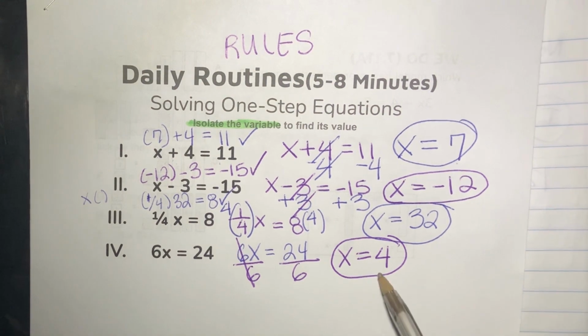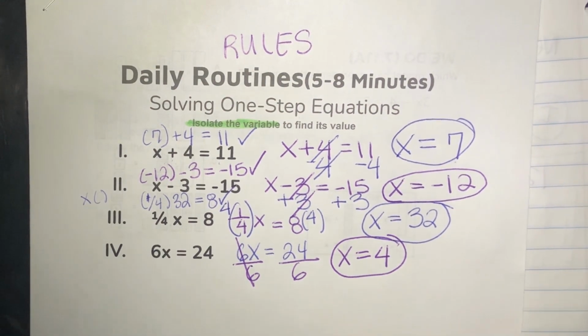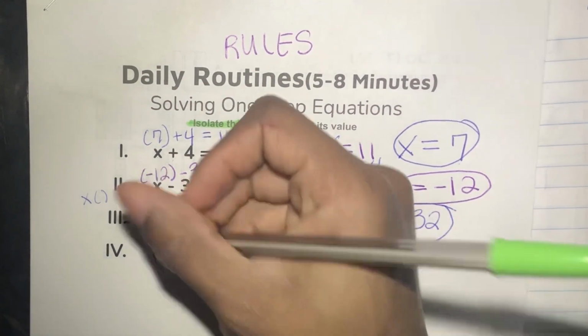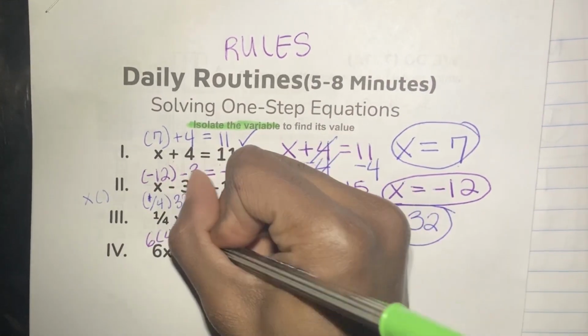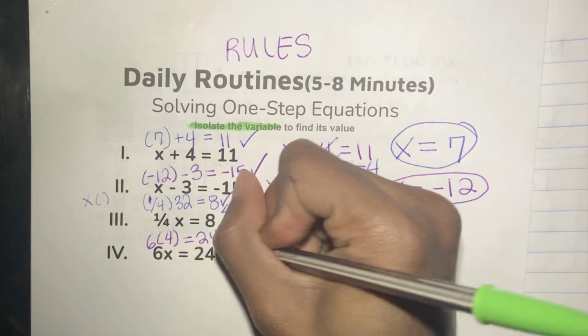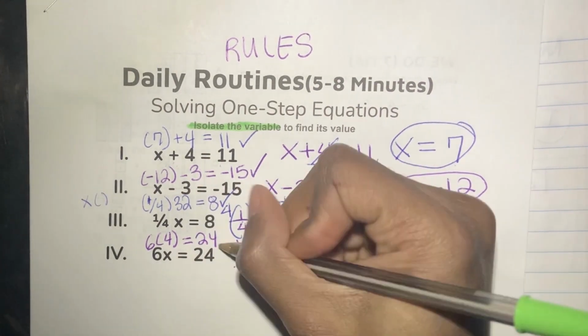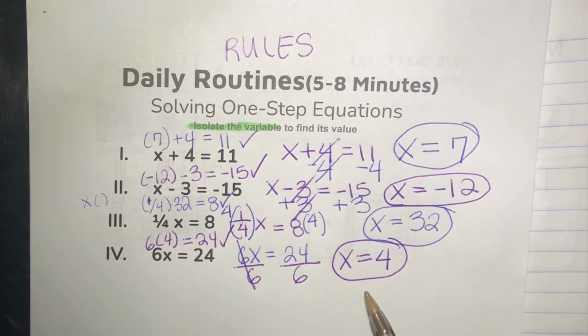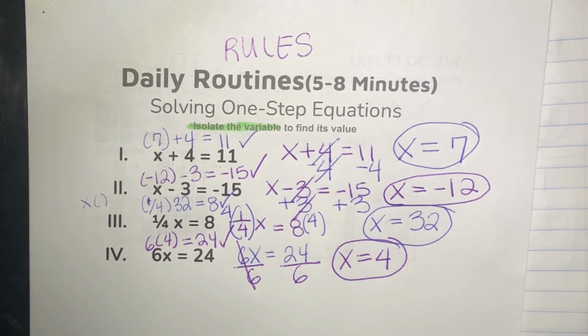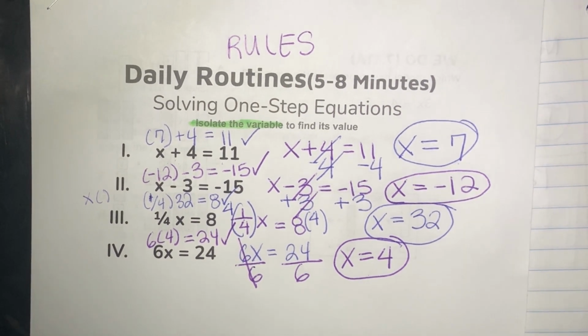Now, if we substitute this value into our original equation, we should get 24. So we'll do 6 multiplied by 4 equals 24. This is true because 6 times 4 is 24. So we solved all of our problems. The numbers that are in the circles are our answers. Hope this video helps. Let me know if y'all have any further questions.